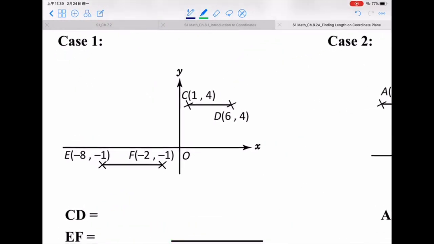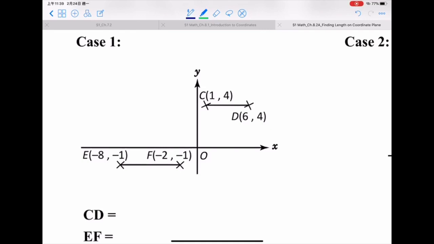So let's take a look at the first case. There are two horizontal lines. So let's take a look at CD first. So CD, we see that their y coordinates are the same, which is on level 4.